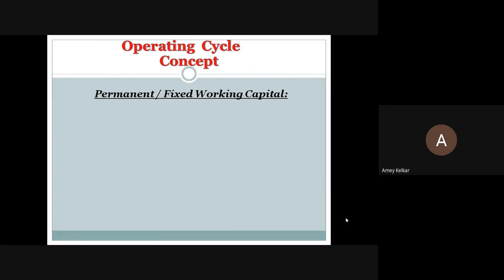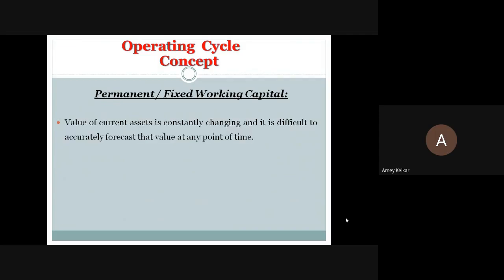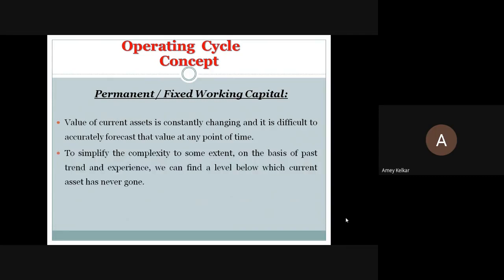Now we come to the part wherein we require our own things. Operating cycle concept, permanent or fixed working capital. The value of current assets is constantly changing and it is difficult to accurately forecast the value at any point of time. To simplify the complexity to some extent, on the basis of past trends and experience, we can find a level below which the current assets have never gone. The current assets below this level are called permanent or fixed working capital. Okay, so to tell this in an easy way, that is the bare minimum requirement you will need to have.